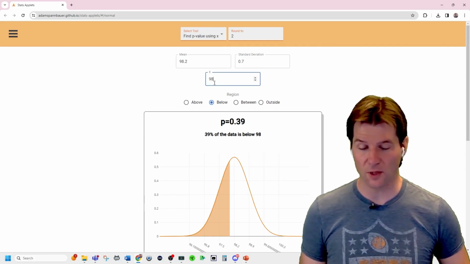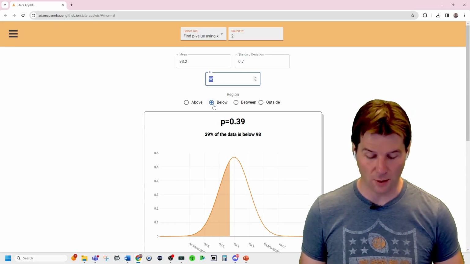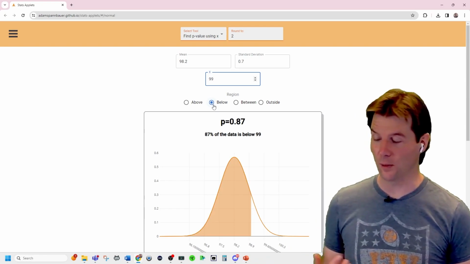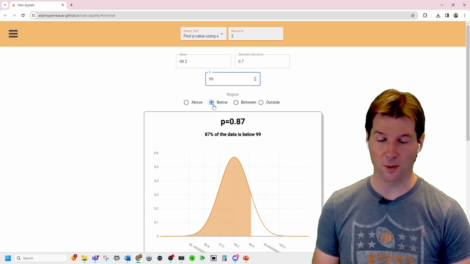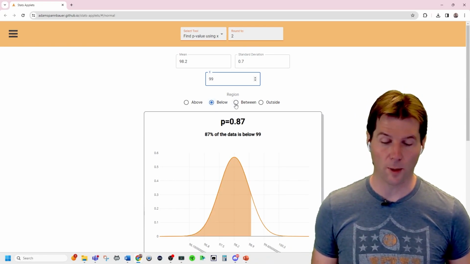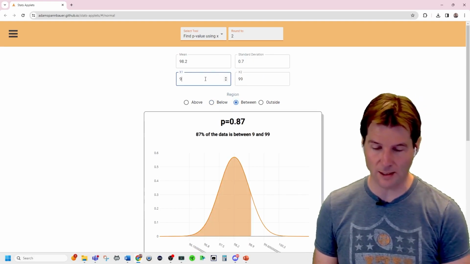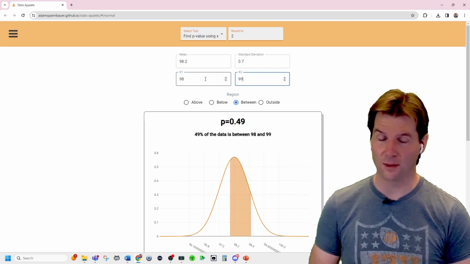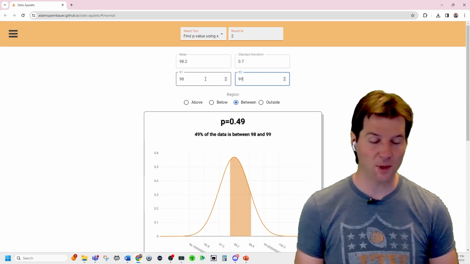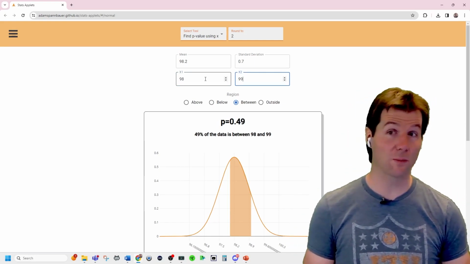Let's change this over to find the percent using an X. So we might ask, what percent of people have body temperatures below 99 degrees? And there we go, 87% of people have body temperatures below 99 degrees. What about percent of people who have body temperatures between 98 and 99? And it would be 49%. So the applet can be a huge help and get us direct answers to many questions.